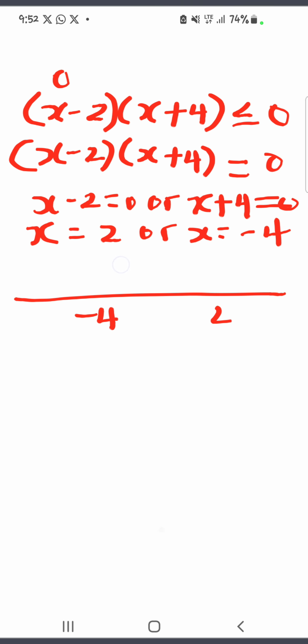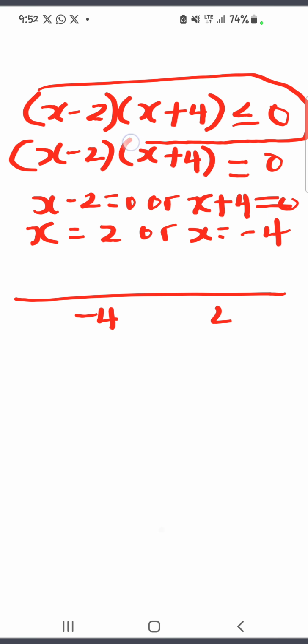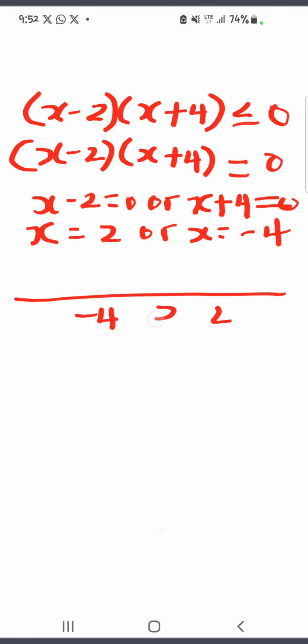So our final answer goes from where? Goes from minus 4 to 2. Do you understand? So that means the values of x that can make this inequality valid lie in between minus 4 and 2. So you just have to conclude that my final answer is minus 4 less than x less than 2.